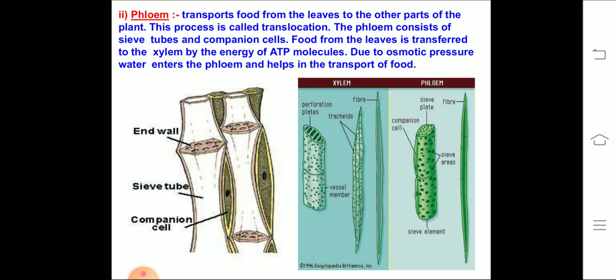And the translocation in phloem is achieved by utilizing energy. Material like sucrose is transferred into phloem tissue with the help of ATP only. And the osmotic pressure also helps in transporting food from high pressure to low pressure areas. So that was all about transportation in plants. In the next class we'll study the excretion process.